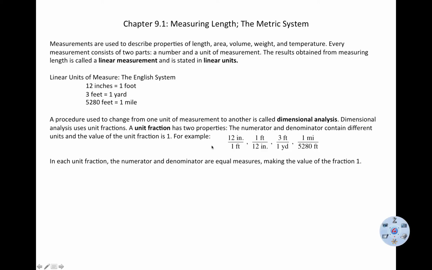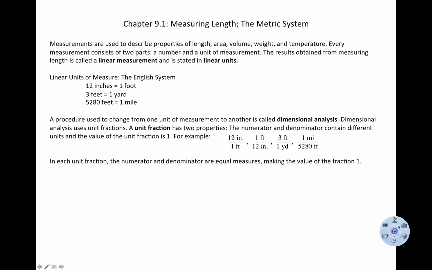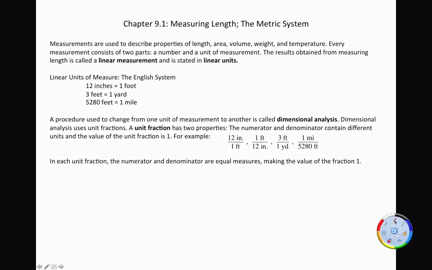Now, notice when you have a fraction, as long as the value of the top and the value of the bottom are the same, then it equals 1. For example, 5 divided by 5, 5 over 5 equals 1. 2,000 divided by 2,000 equals 1.